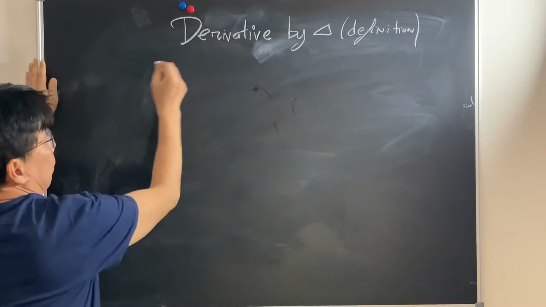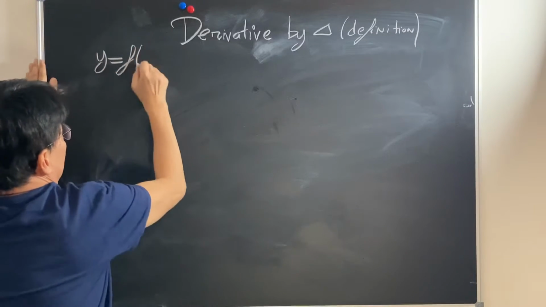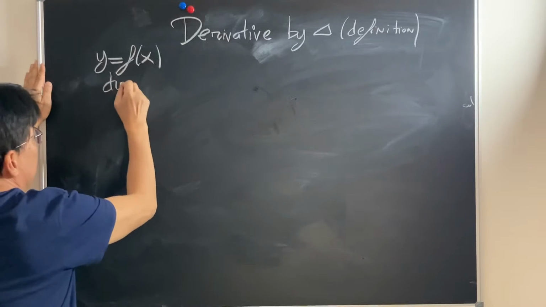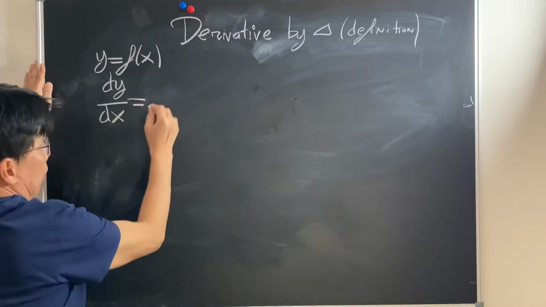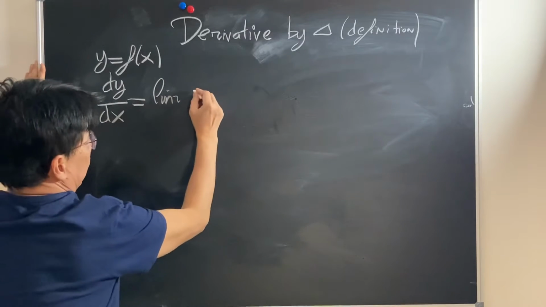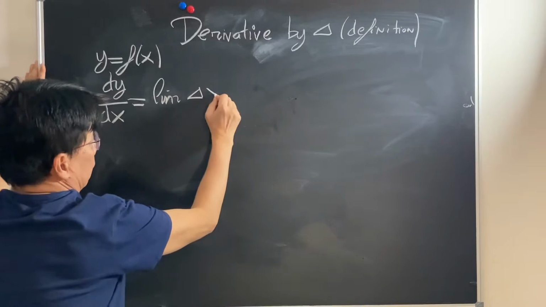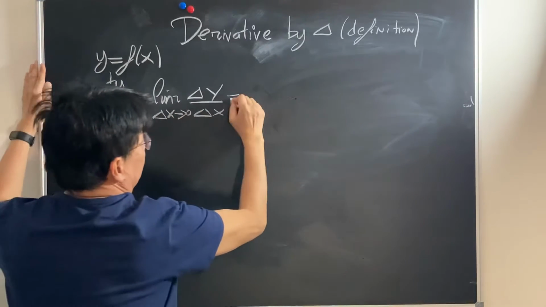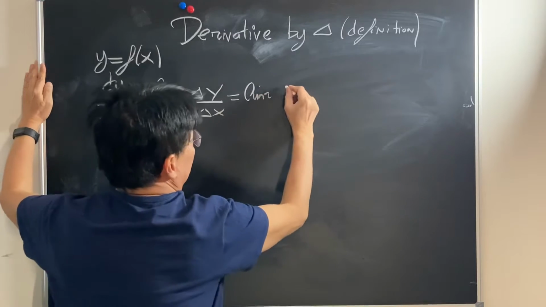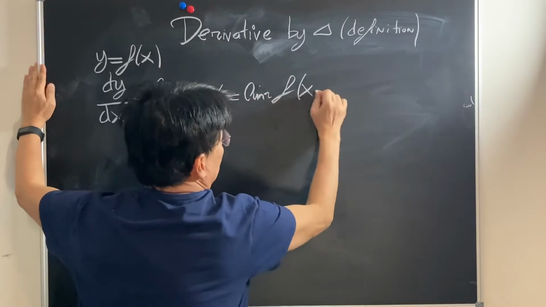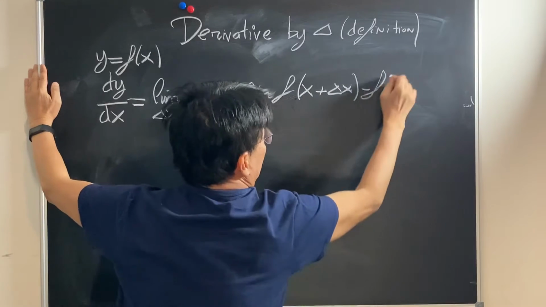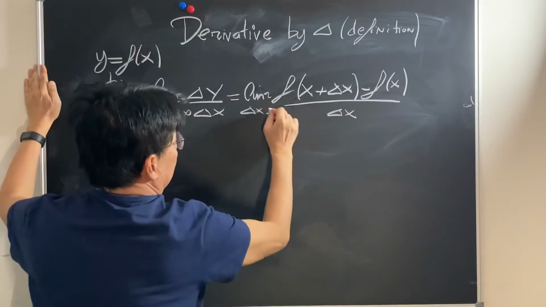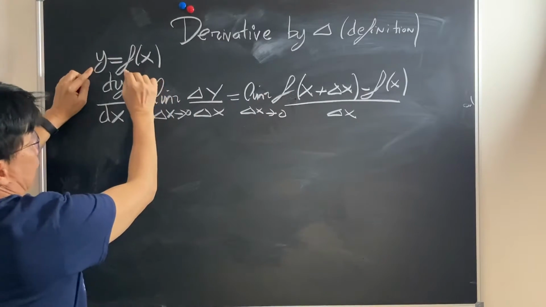By definition, if we have y equal f(x), then the derivative of y, dy over dx, will be equal to the limit of delta y over delta x when delta x goes to 0, and also equal to the limit of f of x plus delta x minus f of x over delta x, as delta x goes to 0, and y equal f(x) is continuous.